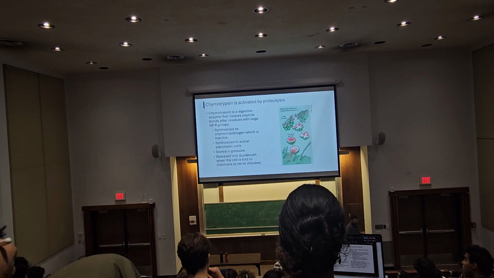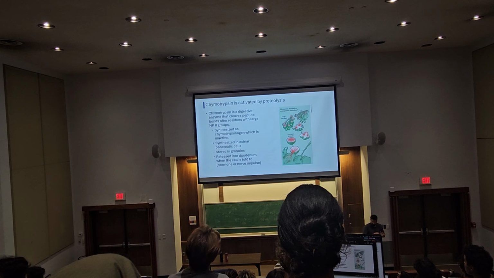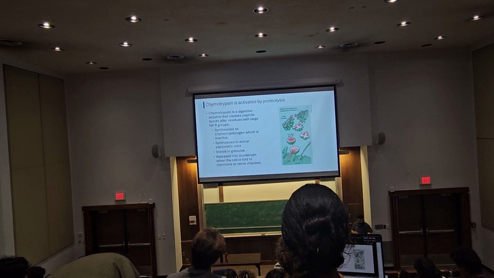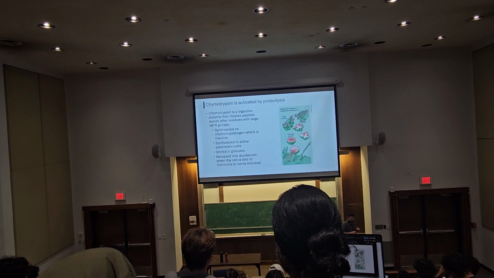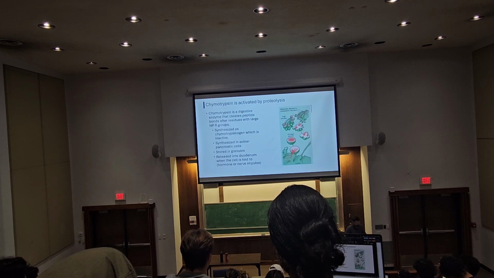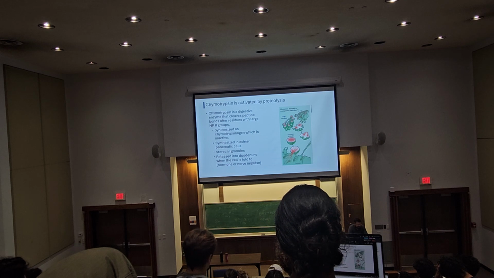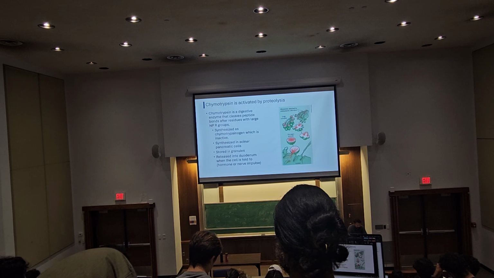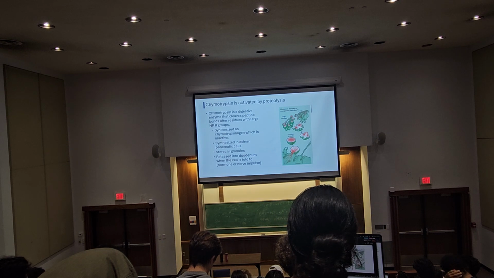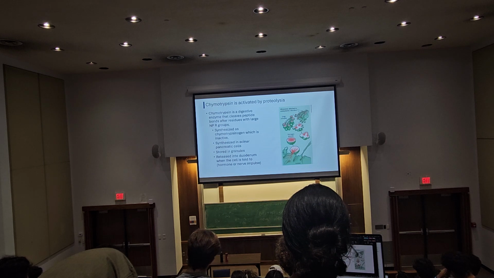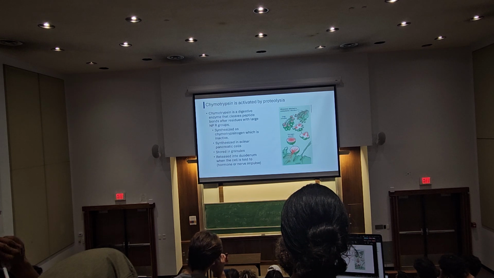So let's look at chymotrypsin. Chymotrypsin is the digestive enzyme that cleaves peptide bonds after residues with large nonpolar R groups. Okay? It is synthesized as chymotrypsinogen, which is inactive, in the acinar pancreatic cells. They're stored in granules and then released into the duodenum when the cell is told, so either by a hormone or by a nerve impulse. And you can see that in the figure on the right here.